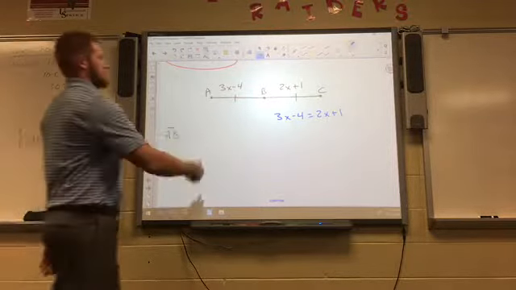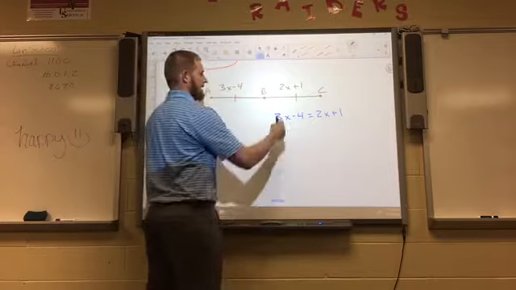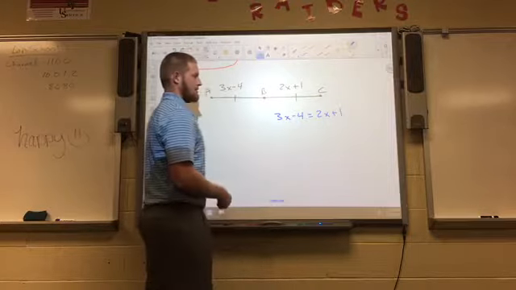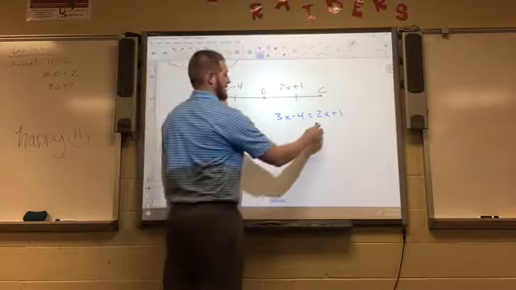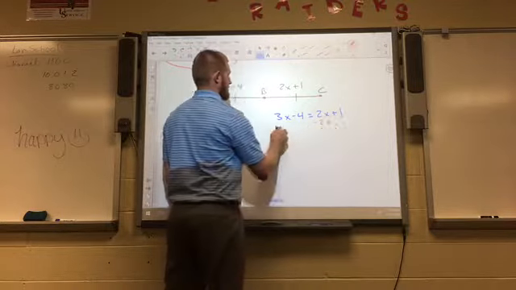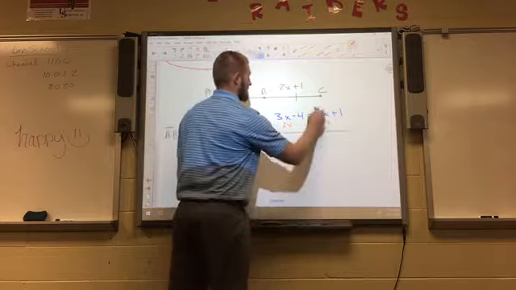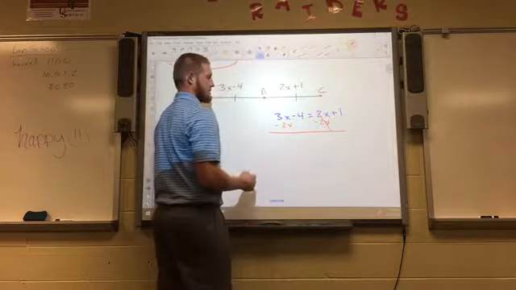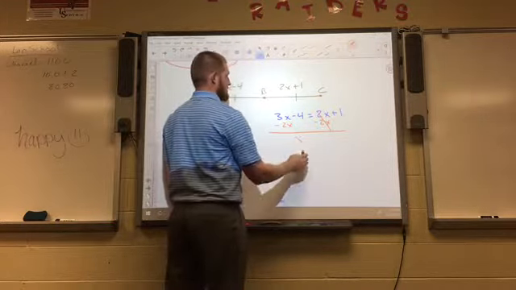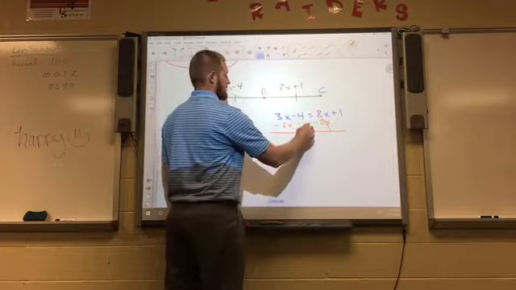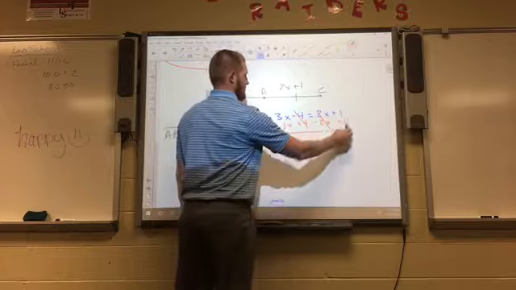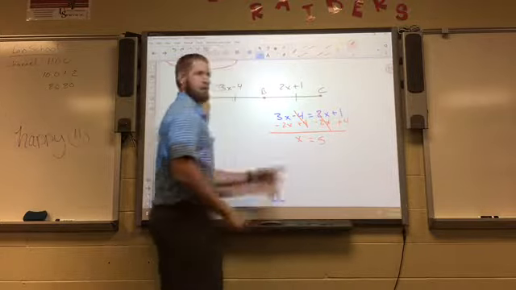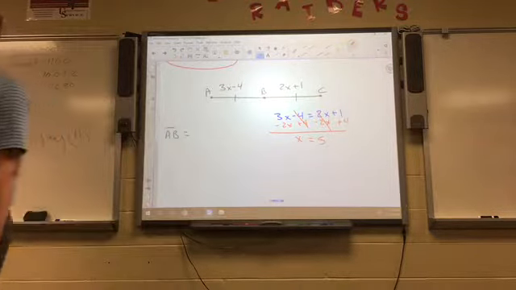See, that's what you just told me. I just wrote the letters in here and the numbers. Now that I have this equation, should I be able to solve for x? Yeah. I take this 2x and move it over. 3x minus 2x is 1x. I take this 4 and I move it over. 1 plus 4 is 5. So x is 5.